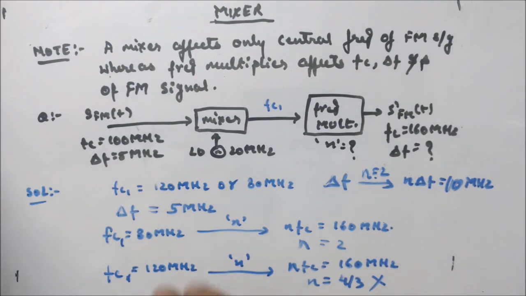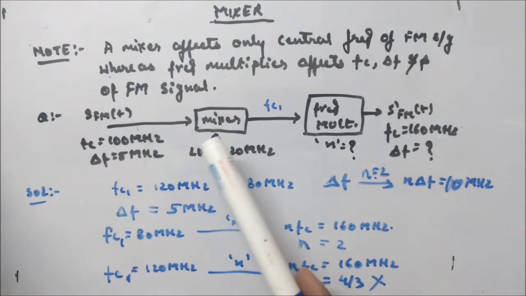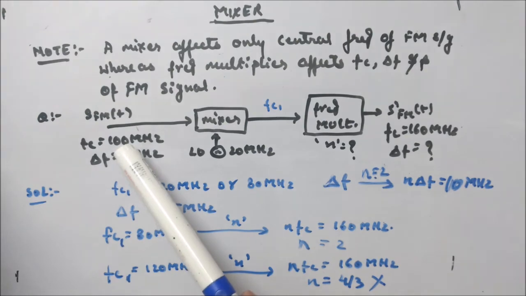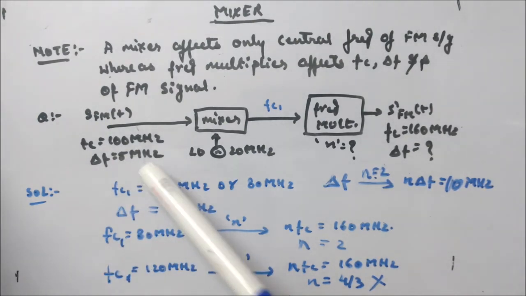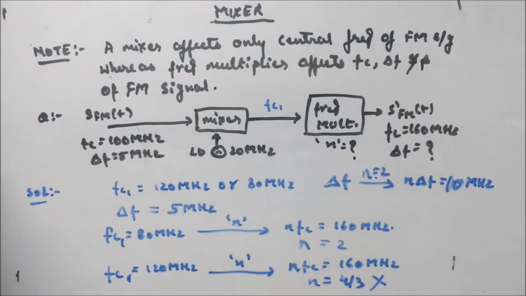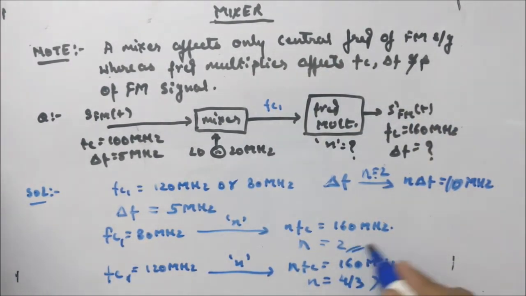Okay, so there are two things you can see: how the band pass filter is neglecting the up or down converted frequency, you can see based upon the value of n. And there is one more thing, your mixer is only affecting the central frequency of the FM signal, that is fc, and not del f. The del f will not change at the input and the output of the mixer. So this is the important point. Okay, so it only affects the central frequency. So this is your answer and this is your answer.